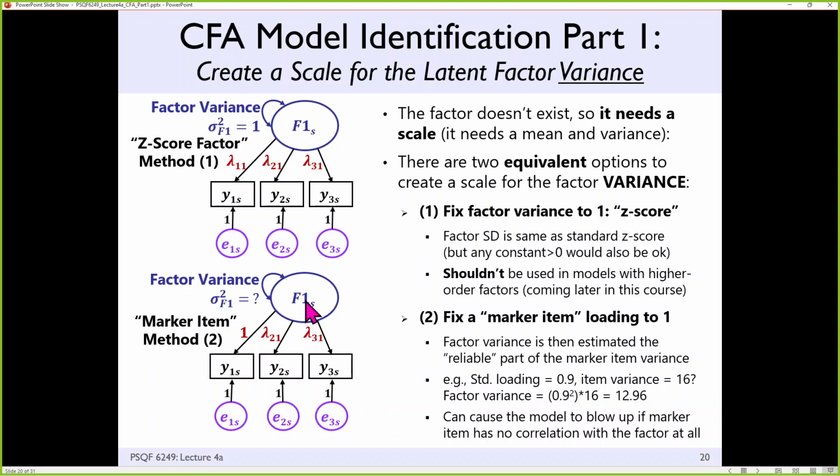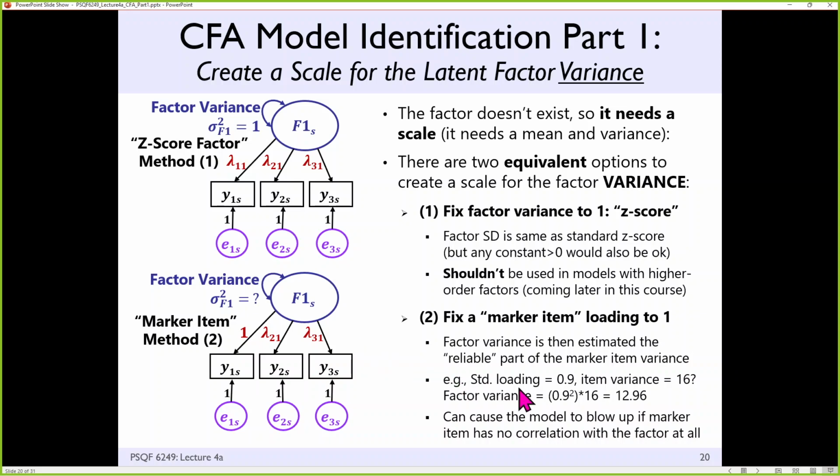If you do it this way, then what happens is that the part of the marker item's variance that the model thinks is due to the factor becomes the number that the factor variance is. Let me say that again because it's convoluted. If you do it this way, the part of the item's variance that is due to the factor, that number, whatever it is, becomes the factor variance.